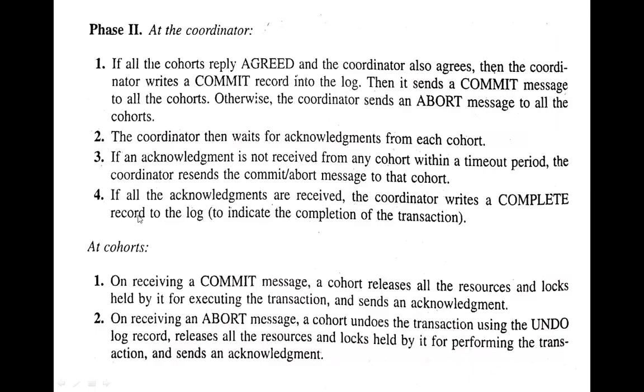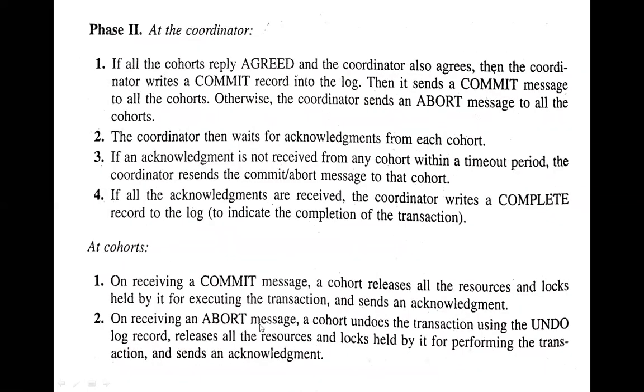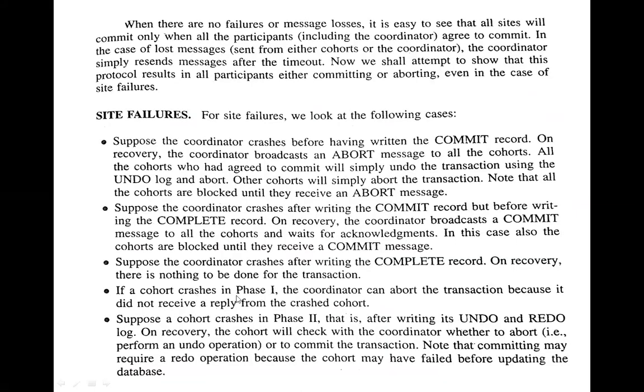What happens in phase one? If the cohort is going to fail, then what happens? If the cohort is going to fail in phase one, the coordinator can abort the transaction because it will not be receiving any kind of reply from the crashed cohort. After timeout, it will resend, but after the resending, it is still not receiving any reply message. So simply the coordinator is going to abort the transaction.